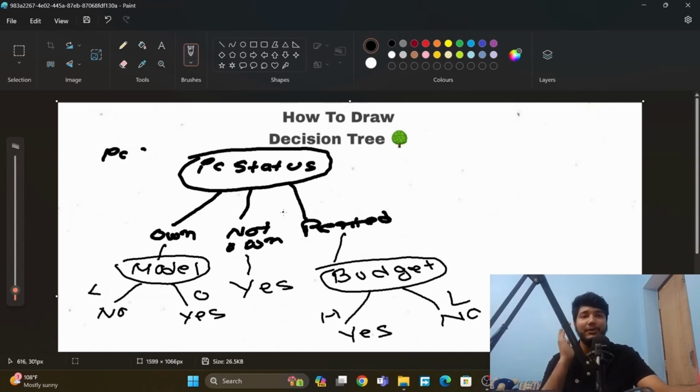If somebody comes to us and says, should I buy a PC if I have a rented PC and a low budget? We will go here and check. PC status is rented and his budget is low. So he should not buy a PC. This is how we create a decision tree.